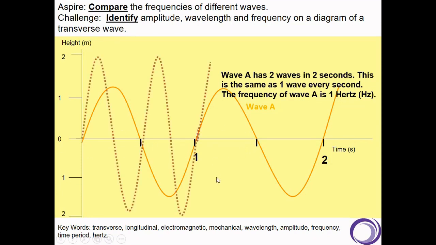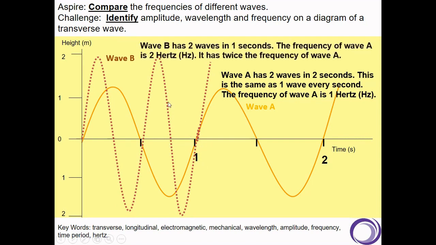So let's put another wave on. Let's call this one wave B. So wave B, it's got a bigger amplitude, but let's not worry about that for now. Bigger amplitude's going up higher. Just have a look at the wavelength. We've got one wave in half a second, and then 2 waves in 1 second. So that's a frequency of 2 hertz. So wave B has got a frequency twice that of wave A, which means that its wavelength is half. So it's squashed up into half the distance.